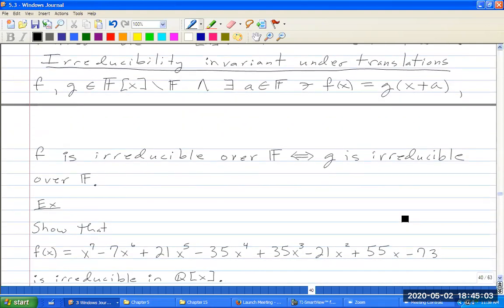Okay, lastly, this is about the last of this that I'm giving you. Irreducibility is invariant under translations. So let f and g be non-constant polynomials, and suppose there exists a number a such that f of x is equal to g of x plus a. Then f being irreducible over F is the same as g being irreducible over F. So the fact that you've done a translation doesn't change the irreducibility.